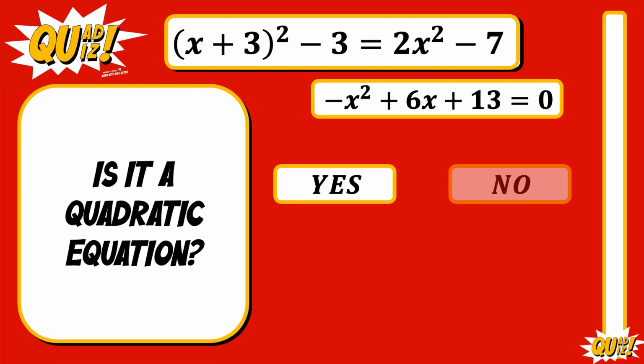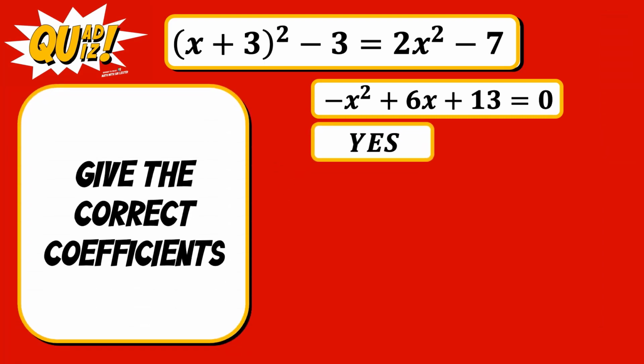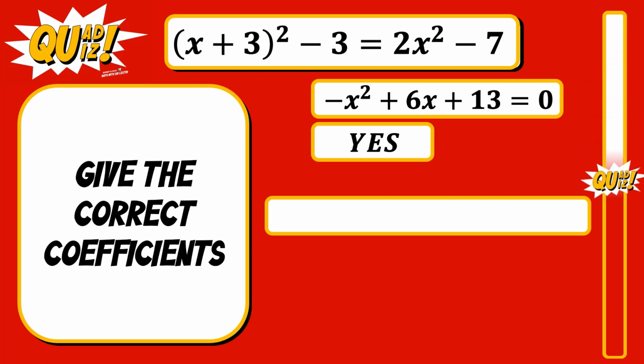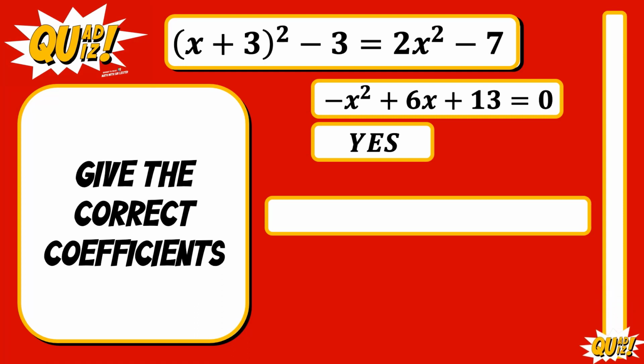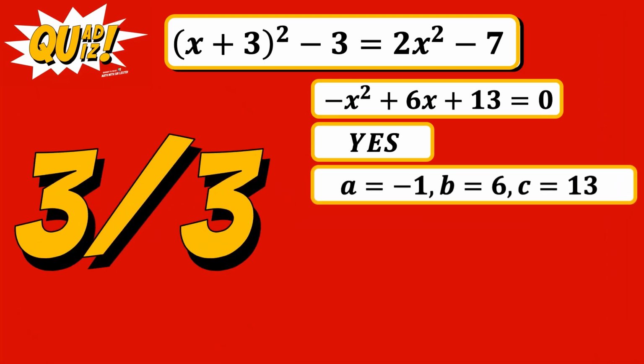Time is up. The answer is yes. Next, give the correct coefficients of the equation in standard form. The correct coefficients are A equals negative 1, B is 6, and C is 13. Did you get 3 over 3? If not, please continue viewing this video.